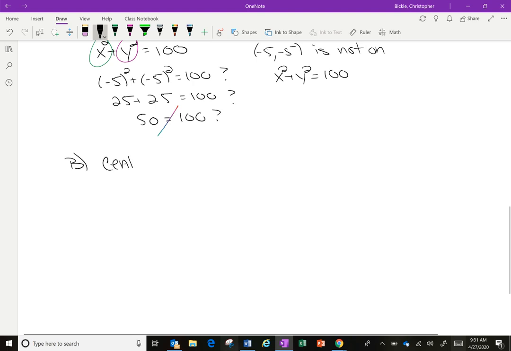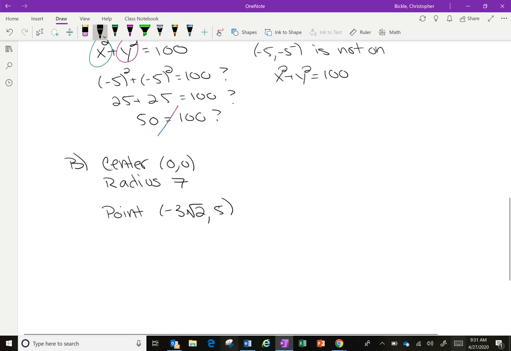Our center is again going to be (0, 0). This time, our radius is 7. And they gave us the point. They want to know, is this point on the circle? They gave us the point -3√2 and 5.